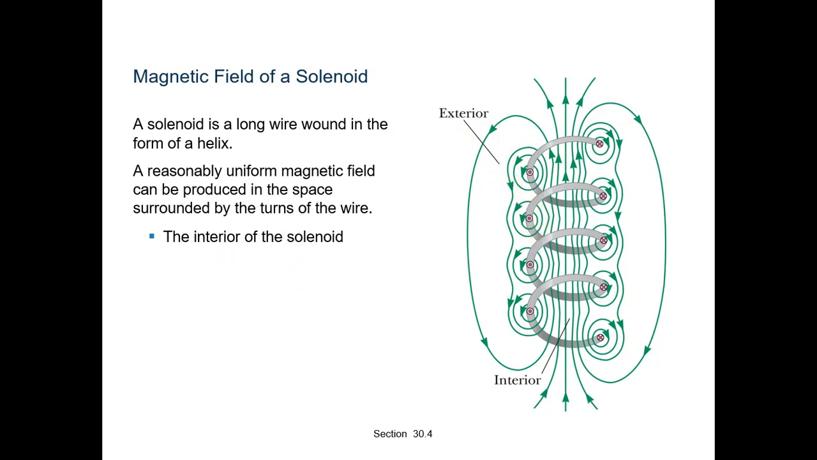So the solenoid is a long wire wound in the form of a helix. A uniform magnetic field can be produced in the space surrounded by the turns of wire, the interior of the solenoid. See, this is the interior of our solenoid. In this region the magnetic field is produced, with N and S directions here.